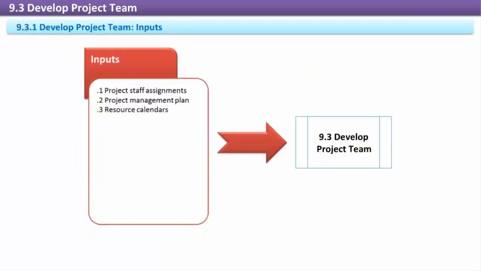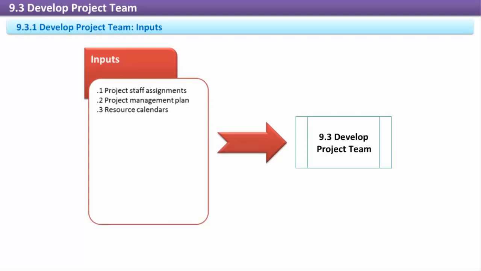Develop project team inputs. Project staff assignments. Project staff assignments are the people assigned to develop the project deliverables. As people are assigned to the project, their names are added to applicable project documents.